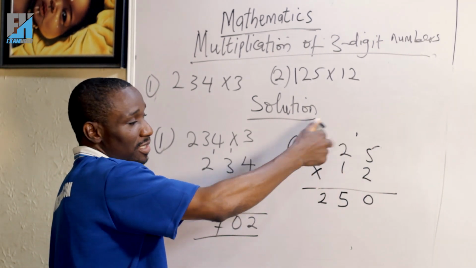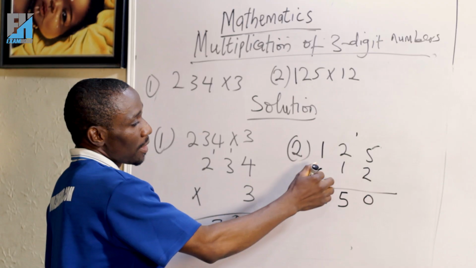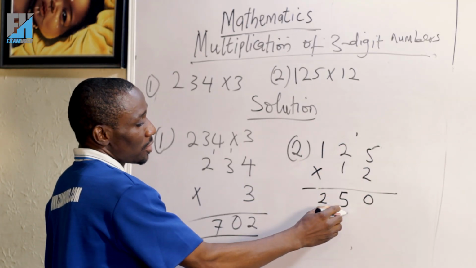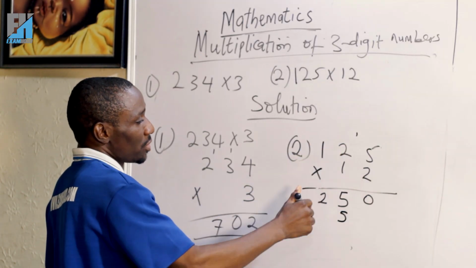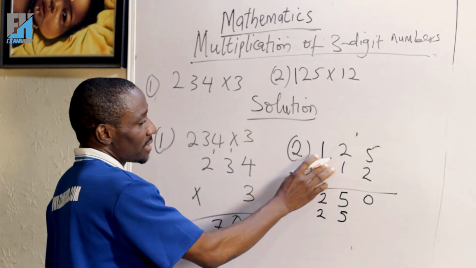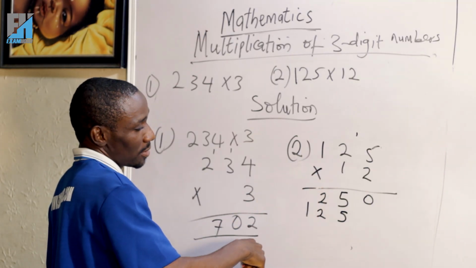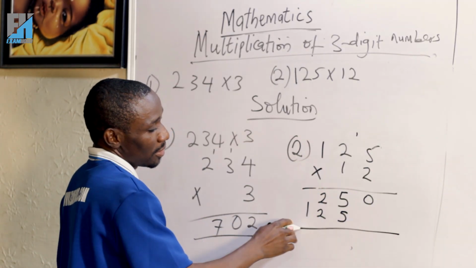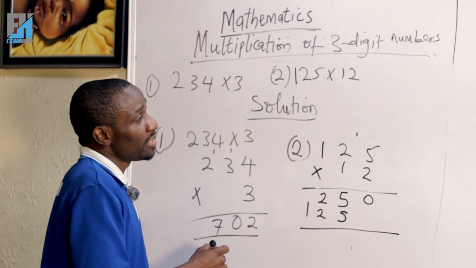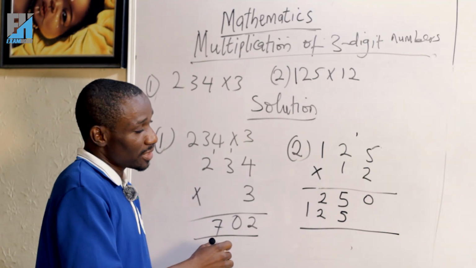Let's multiply 1 by the digits now. 1 times 5 will give you what? 5. 1 times 2 gives you what? 2. And 1 times 1 will give you what? 1. You see the arrangement? So arranging your work very well in multiplication is very important, is key.